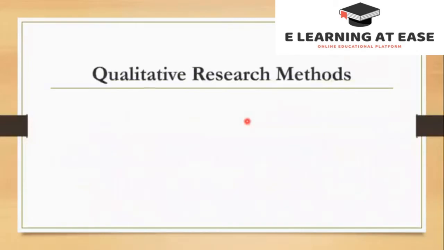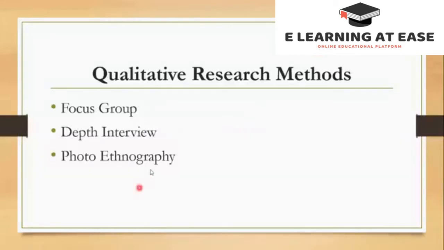For collecting information about qualitative research, there are three methods. The first one is focus group. The second one is depth interview. The third one is photoethnography.